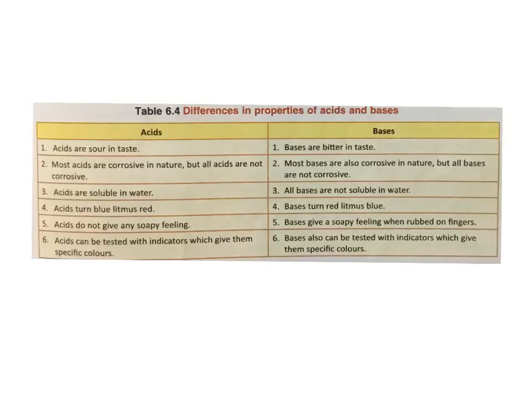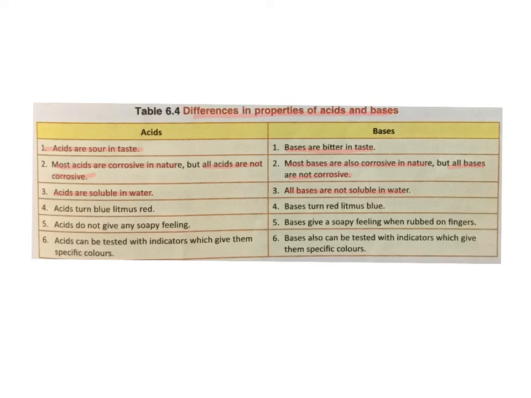Now children, let's see the differences in properties of acids and bases. First, acids are sour in taste, whereas bases are bitter in taste. Second, most acids are corrosive in nature, but all acids are not corrosive. As you know, the acids which are present in food items are non-corrosive in nature, whereas most bases are also corrosive in nature, but all bases are not corrosive. The third property, acids are soluble in water. All bases are not soluble in water.